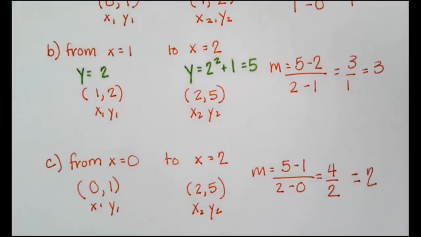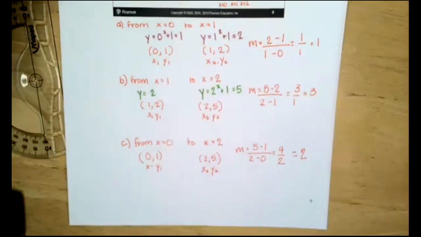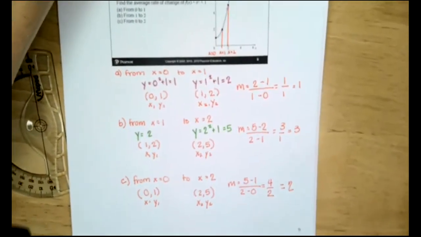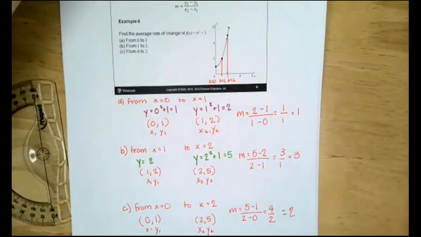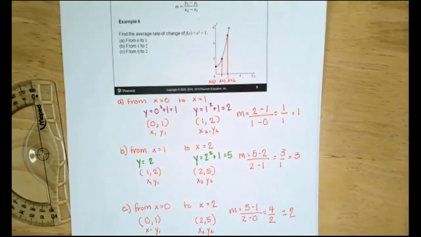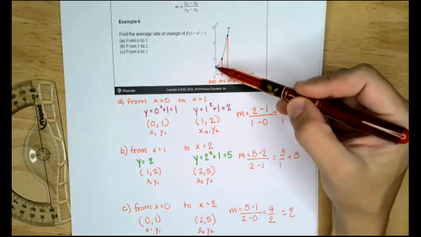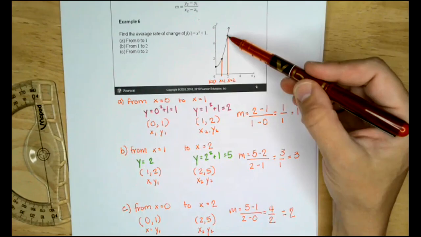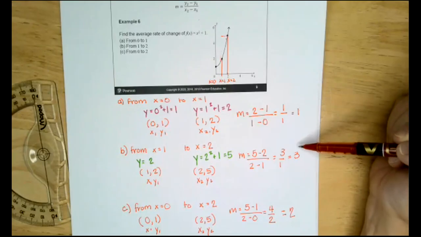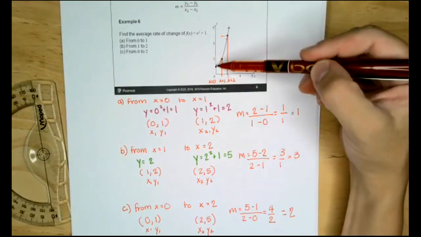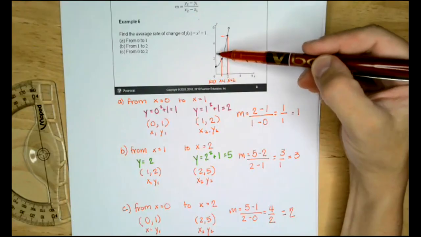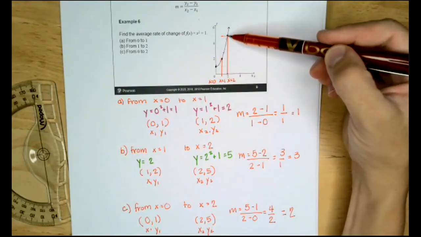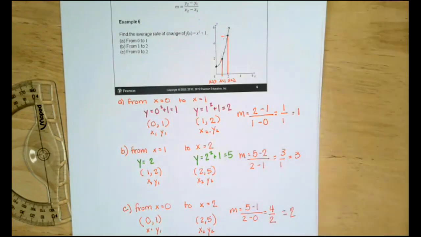And that is all. That was the average rate of change. So the average rate of change from 0 to 1 was rise 1, run 1. The average rate of change from 1 to 2 was rise 3, run 1. And then it's kind of like the average of 1 and 3. The average rate of change between 0 and 2 is up 2 over 1. Okay, so that is the end.